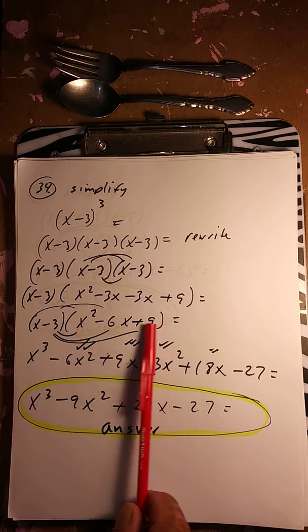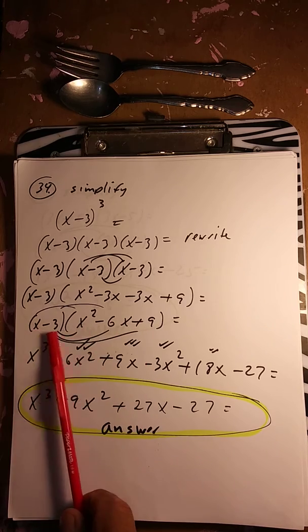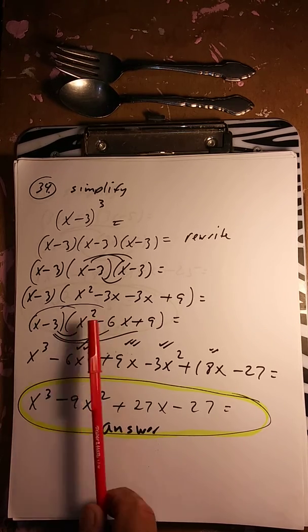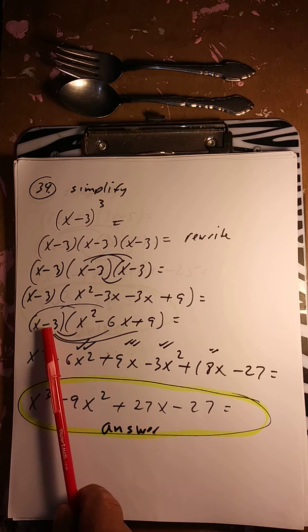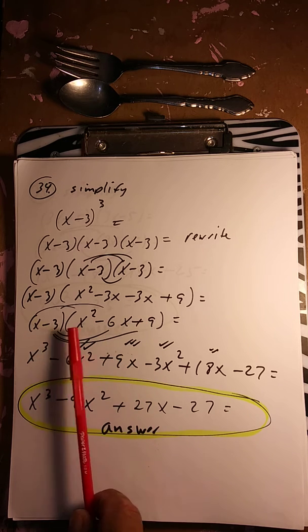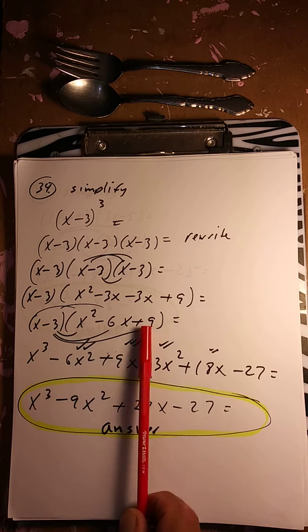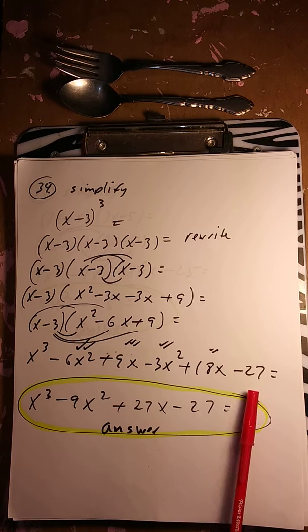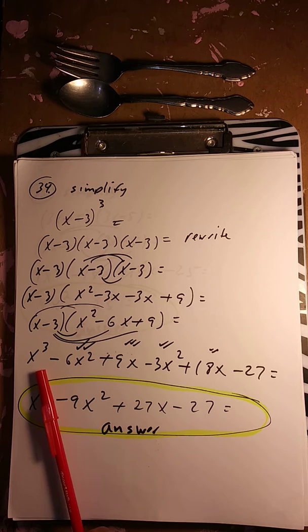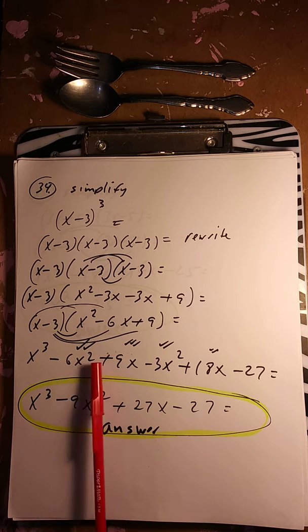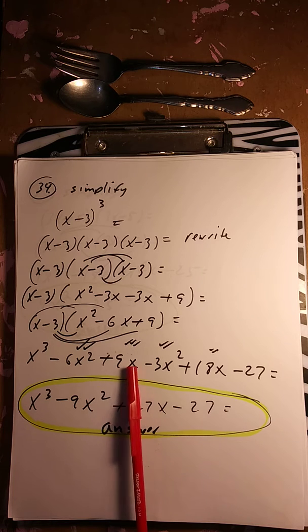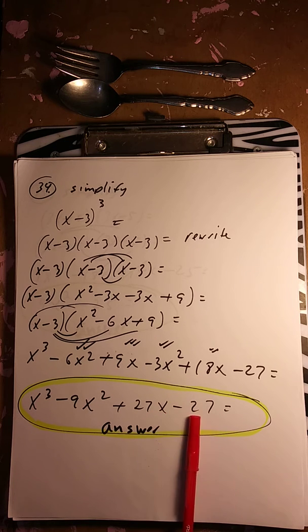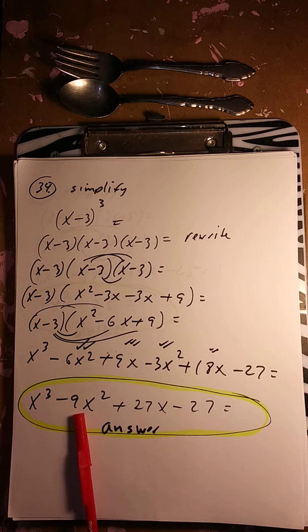Now we're going to multiply again these right here. So x times x squared is x cubed. x times negative 6x is negative 6x squared. x times 9 is 9x. And negative 3 times x squared, negative 3x squared. Negative 3 times negative 6x is 18x. And the last is negative 27. So we have x cubed, okay. Squares and squares: this one's going to be negative 9x squared. And 9x and 18x is 27x minus 27. So x cubed minus 9x squared plus 27x minus 27.